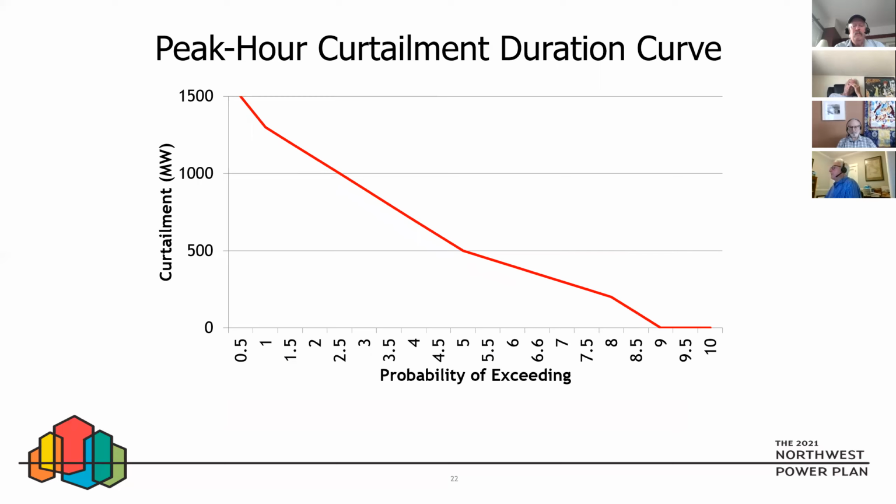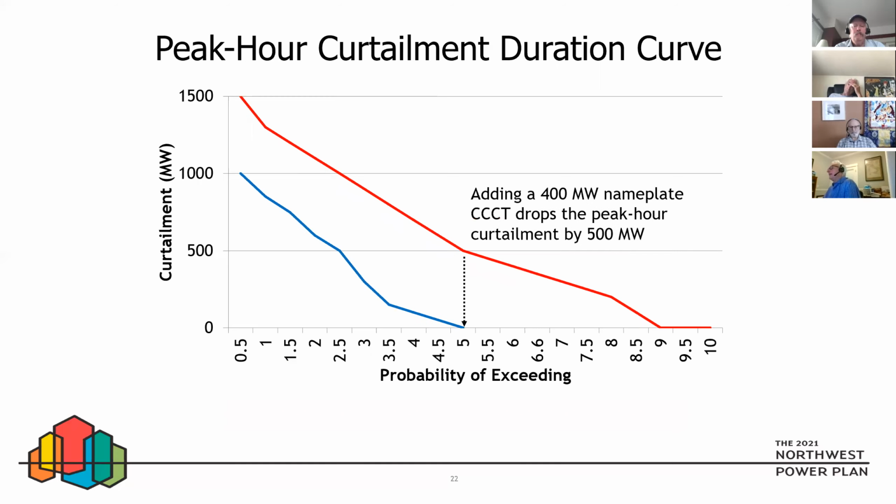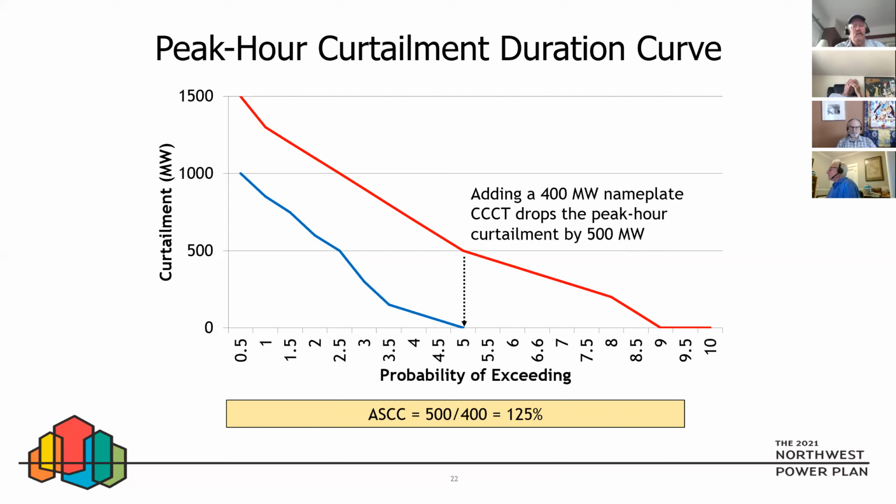But let's take combustion turbines now. Same base case, we had a combustion turbine. In this case, the peak hour curtailment drops by 500 megawatts, making the ASCC 125%.